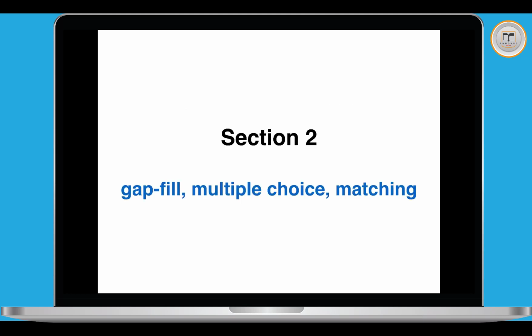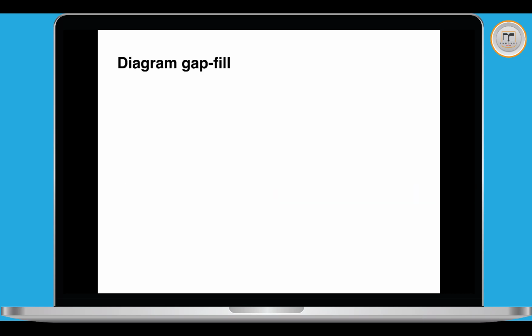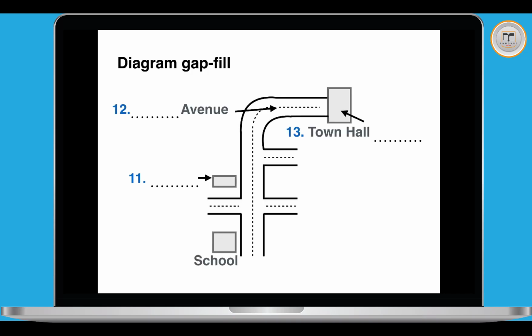Now let's move on to section 2. In this section, you could have a gap fill, a multiple choice, or a matching exercise. Let's look at another gap fill, but this time it's a gap fill in a diagram. And this is more difficult for many people because when you see the diagram like this, you're not sure where to look. It's not as easy as a normal list of questions. However, the technique is you should follow the numbers, the question numbers.